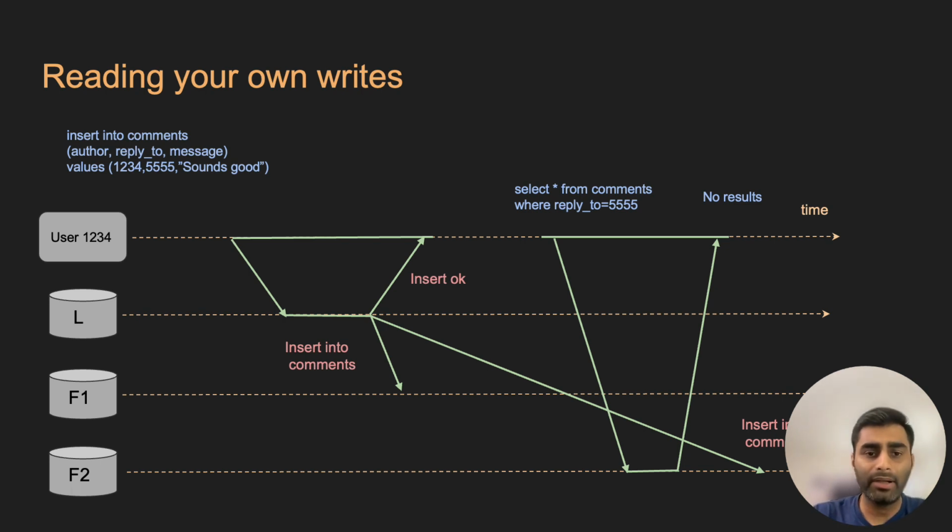So in this diagram, there's a user who is trying to submit a comment on a post. This is the query, insert into comments. It goes first to the leader node here. L is the leader node, and F1 and F2 are the follower nodes here. The leader node, after some time, will also replicate the data to the two follower nodes. This is the path where it goes to follower 1, and this is the path where it goes to follower 2.